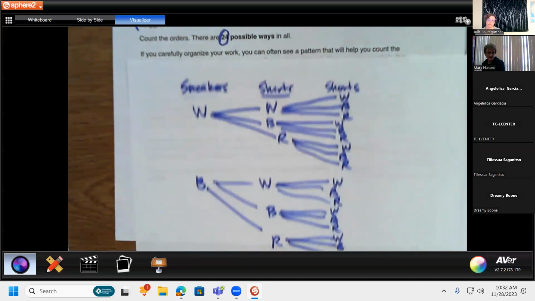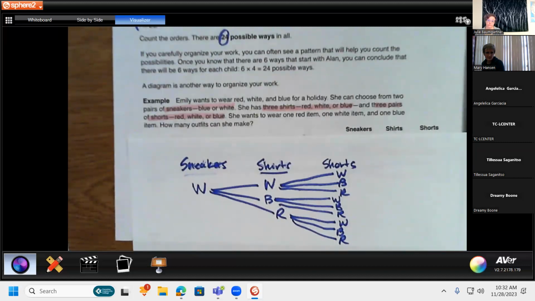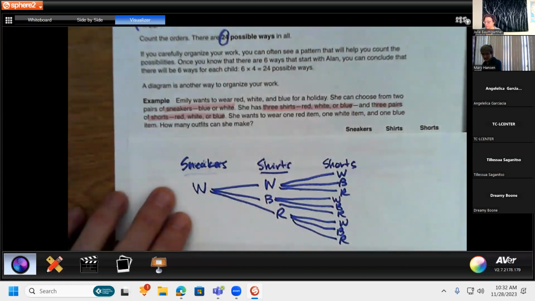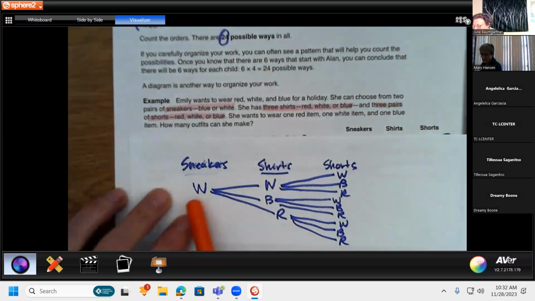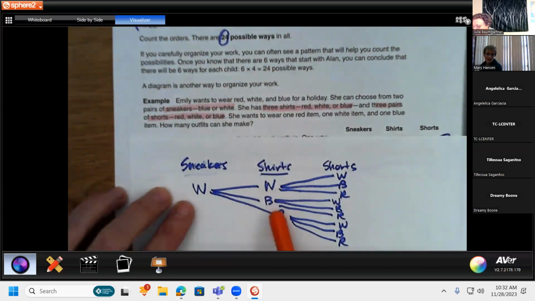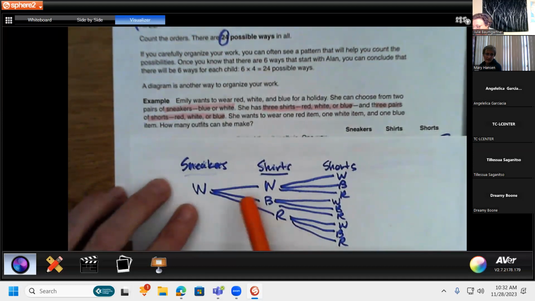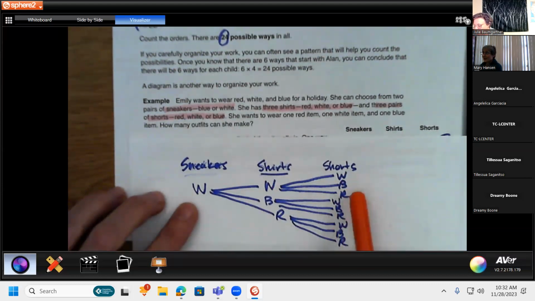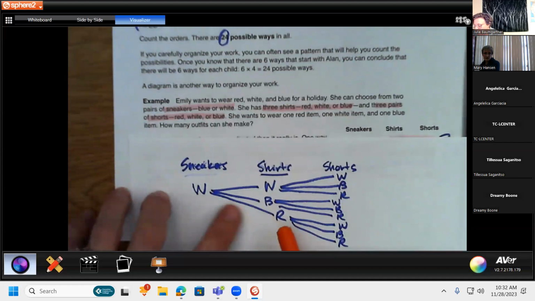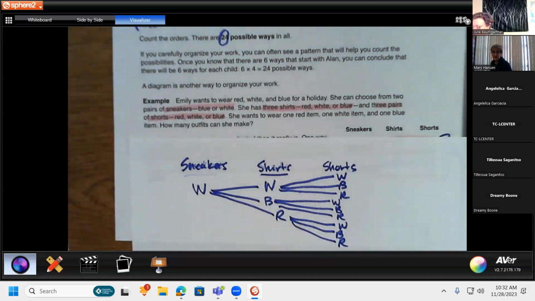This is how I started the problem. Actually, let me just put this so far. I like to be efficient, so I didn't write out all the words. I just put W for white, B for blue, and R for red. So I said, okay, we can pair the white sneakers with each of the 3 shirts. And then once I pick sneakers and shirt, I can pick 3 more different varieties of shorts. And that happens for each of the shirts that I choose. I still have 3 choices for the shorts.